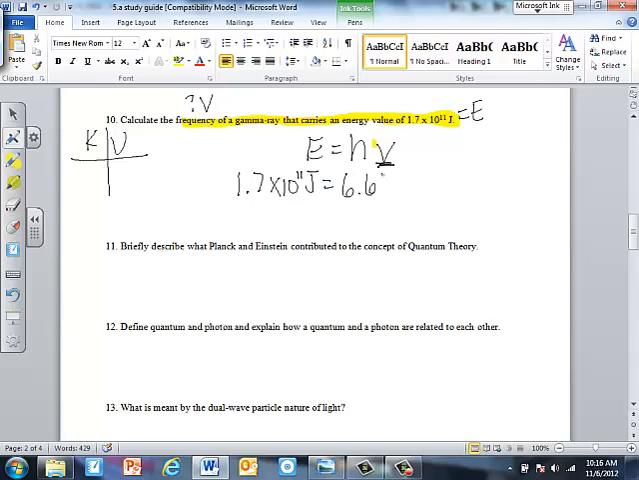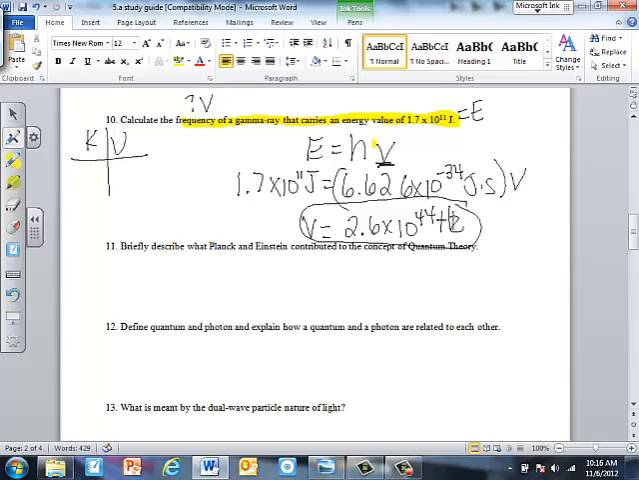We know Planck's constant, 6.626 times 10 to the negative 34th joules times second, and we're looking for frequency. So in order to manipulate it, we're going to divide both sides by 6.626 times 10 to the negative 34th. We should have got a frequency value of 2.6 times 10 to the 44th hertz for our answer.